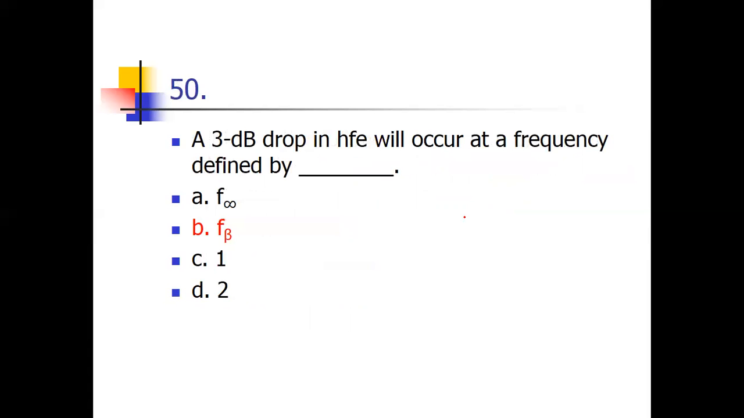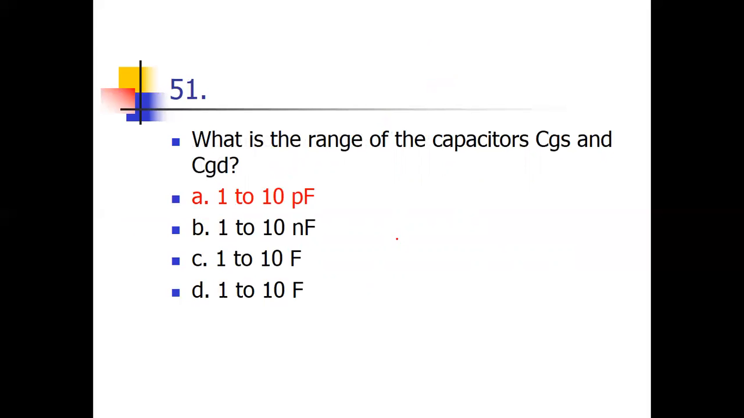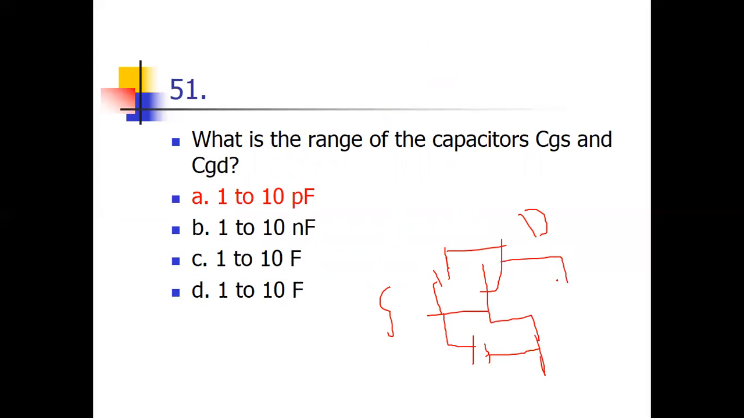A 3 dB drop in hfe, which is like beta, the current gain, will occur at a frequency that is f beta. Remember, f beta is the frequency when gain is dropped by 3 dB. What is the range of capacitors such as CGS, CGD? There are two types of capacitors in the circuit. One is the transistor's internal capacitance. Suppose this is drain, this is gate, so this will be CGD. Here it will be CGS, or here it will be CDS. These capacitors are all in the picofarad range.